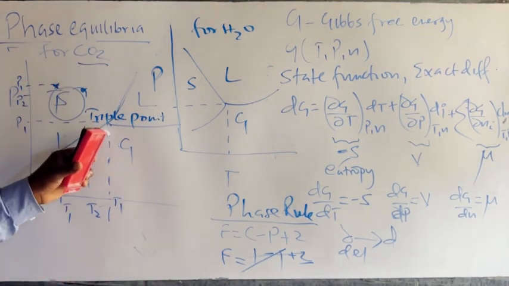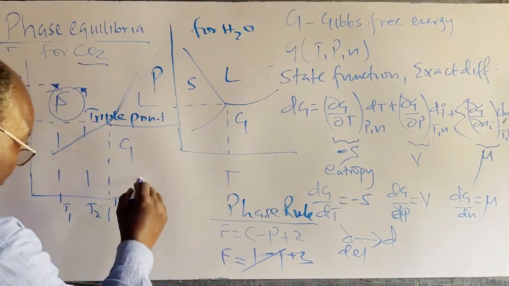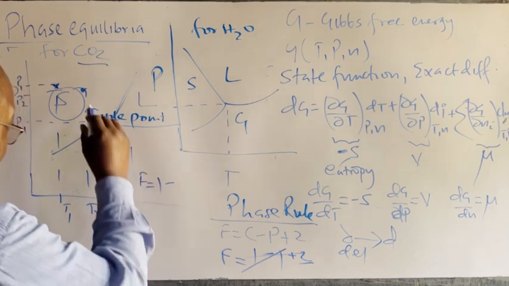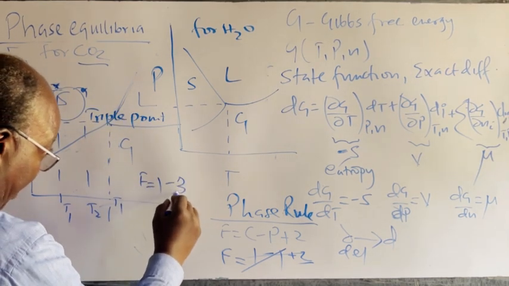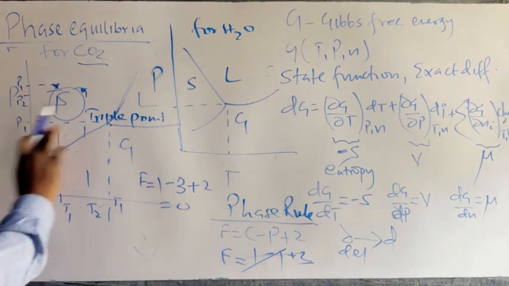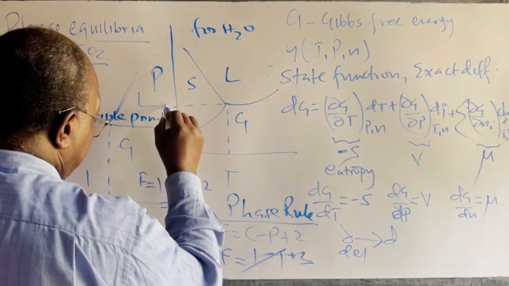When I go to the triple point, where we have 1 component, carbon dioxide, I have 3 phases, 1, 2, 3 in equilibrium, plus 2, then F is 0. It means I have no choice. That is the triple point.